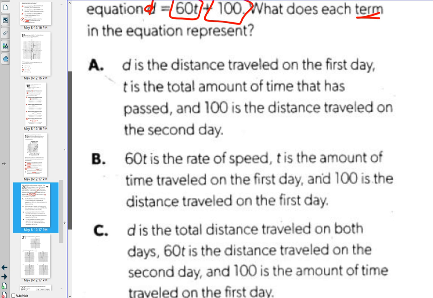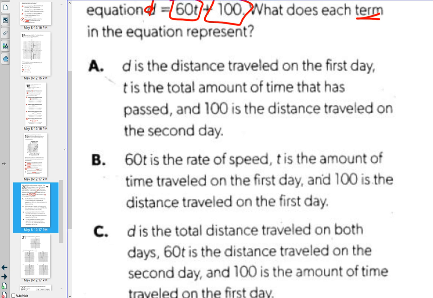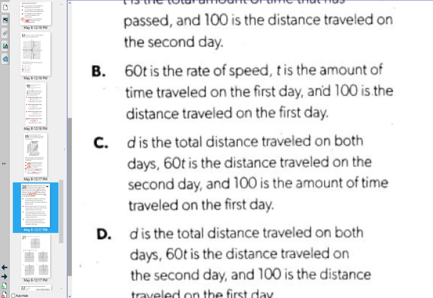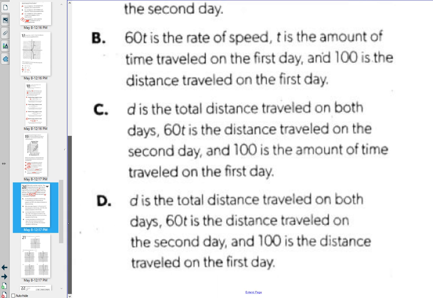100 on 60 T. Okay, 60 T is not the rate of speed. 60 would be the rate of speed. D is the total distance. 60 T is the distance on the second day. No, 100 is not a time. 100 is a distance. But it's going to have to be D. Yeah, D. 100 is a distance, 60 T is a distance, and D is a distance.